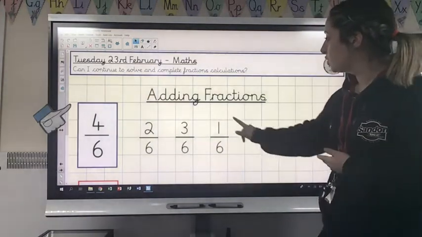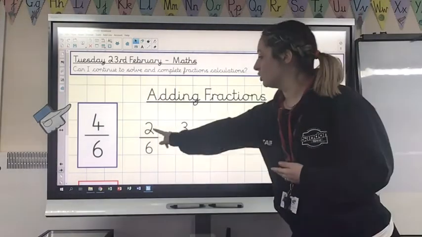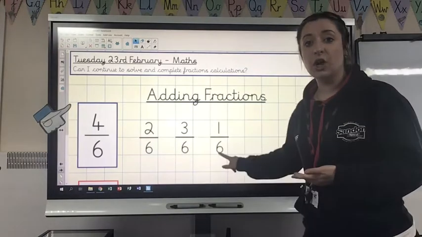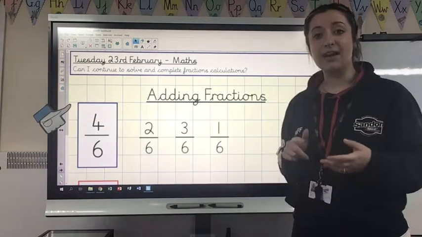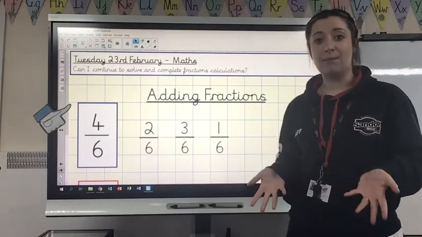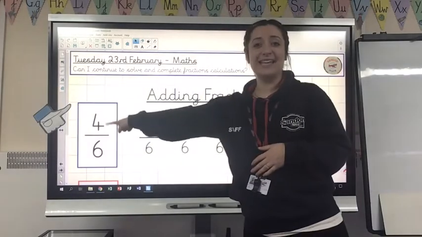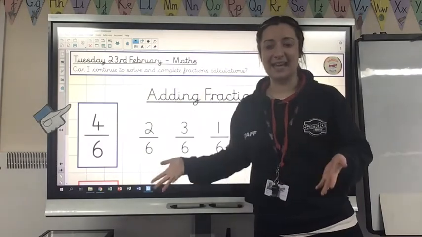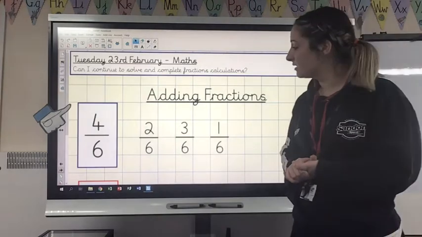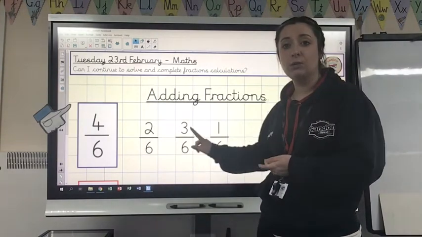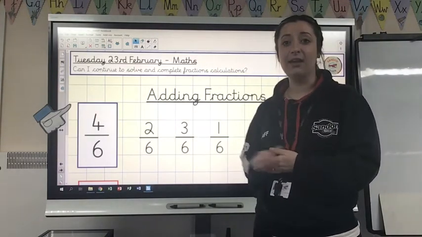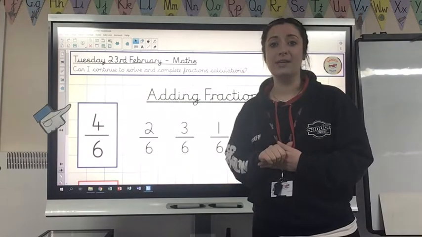So we've got 1/6 add 2/6. The denominator is the same, but our numerators, we add them together. 2 and 1 make 3. It's still not 4/6, is it? I need to have another look at these fractions, and I need to be looking at 2 of the numerators that add together to make 4. So let's try one more.